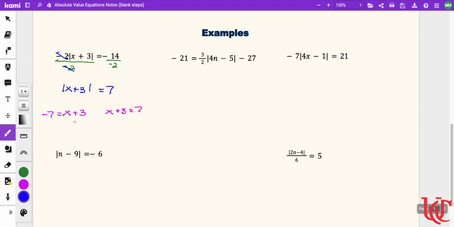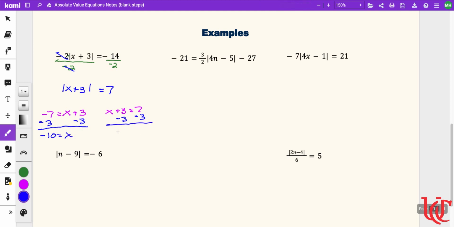So we're going to subtract 3 from both sides. I'm going to do both of them at the same time, so I'm going to subtract 3. On this one, I have a negative 7 minus 3. They're the same sign. Add them together, keep the sign. So this is a negative 10 equals x.